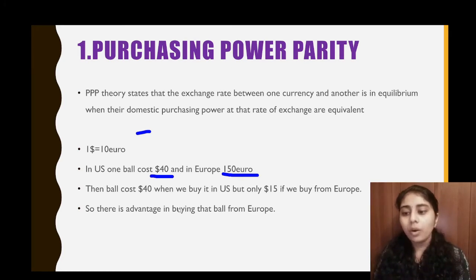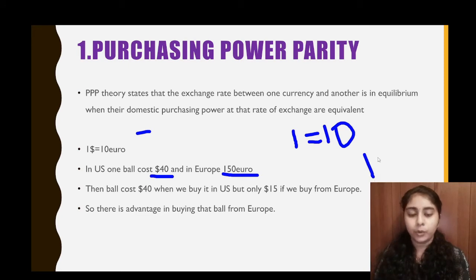So we can say that the ball will cost $40 if I buy that ball from America, and it only costs $15 if I buy that from Europe, because $1 is equal to 10 euros. If that ball costs 150 euros, then it costs $15. If the ball costs 150 euros, it will be costing only $15 in American currency.